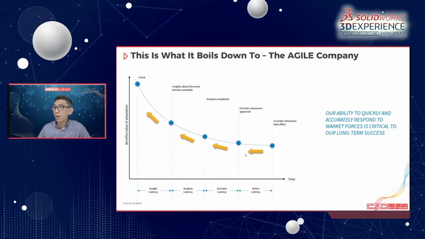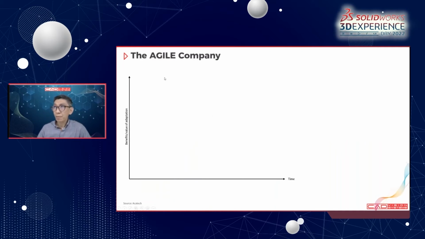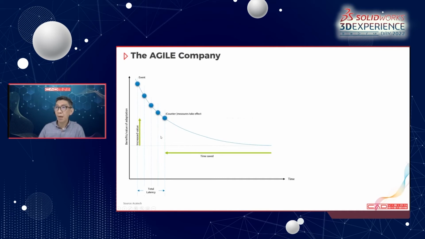So contrast that now with the agile company. Same here, the y-axis and the x-axis, but what we are showing here is that these events, from event to countermeasure rather, the 5 stages, right, can be squeezed into a narrower time band, where you have a very short total latency. As a result, you save this amount of time and you increase the value of your response from here to here, right? So this is where agility matters. This is why it is important.